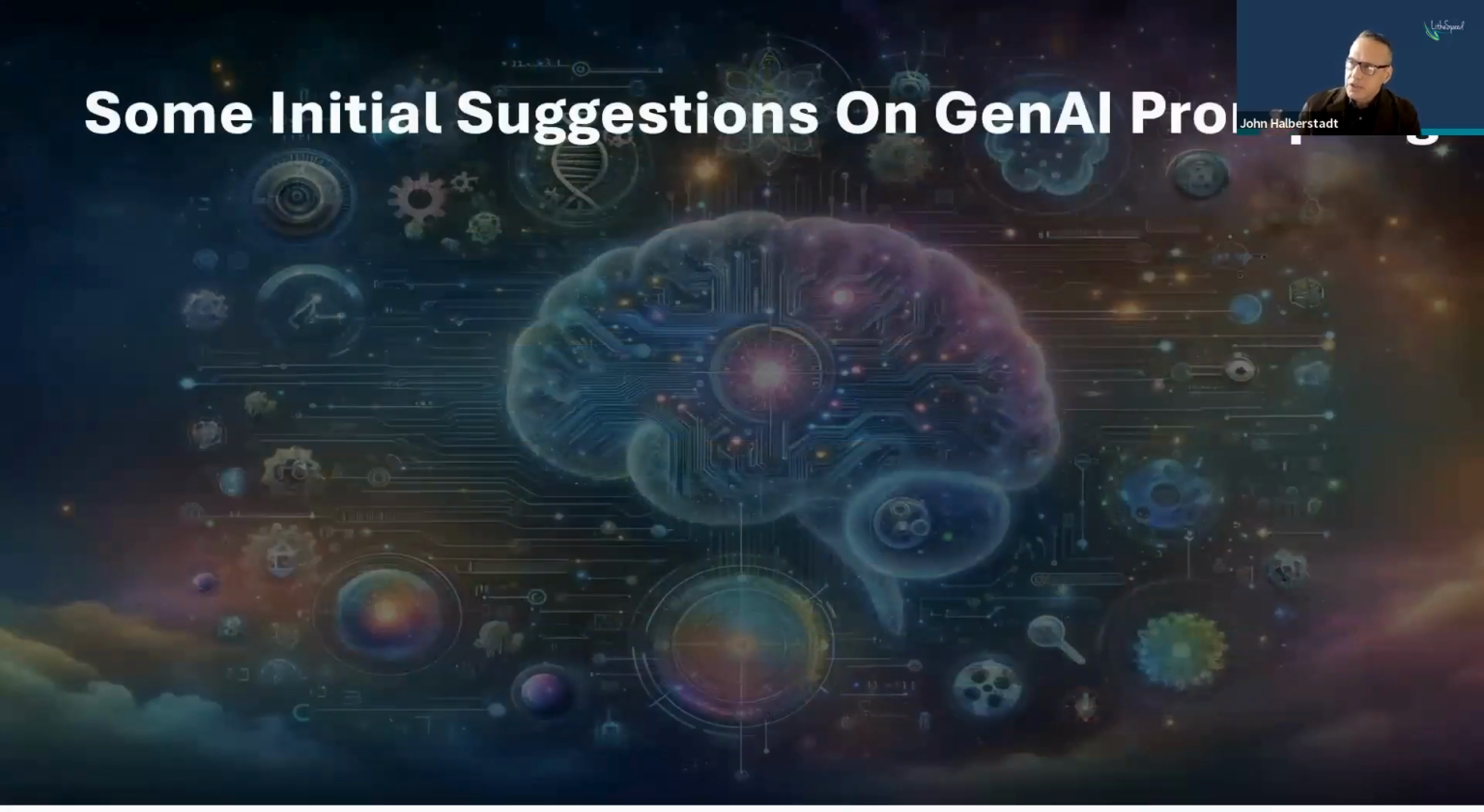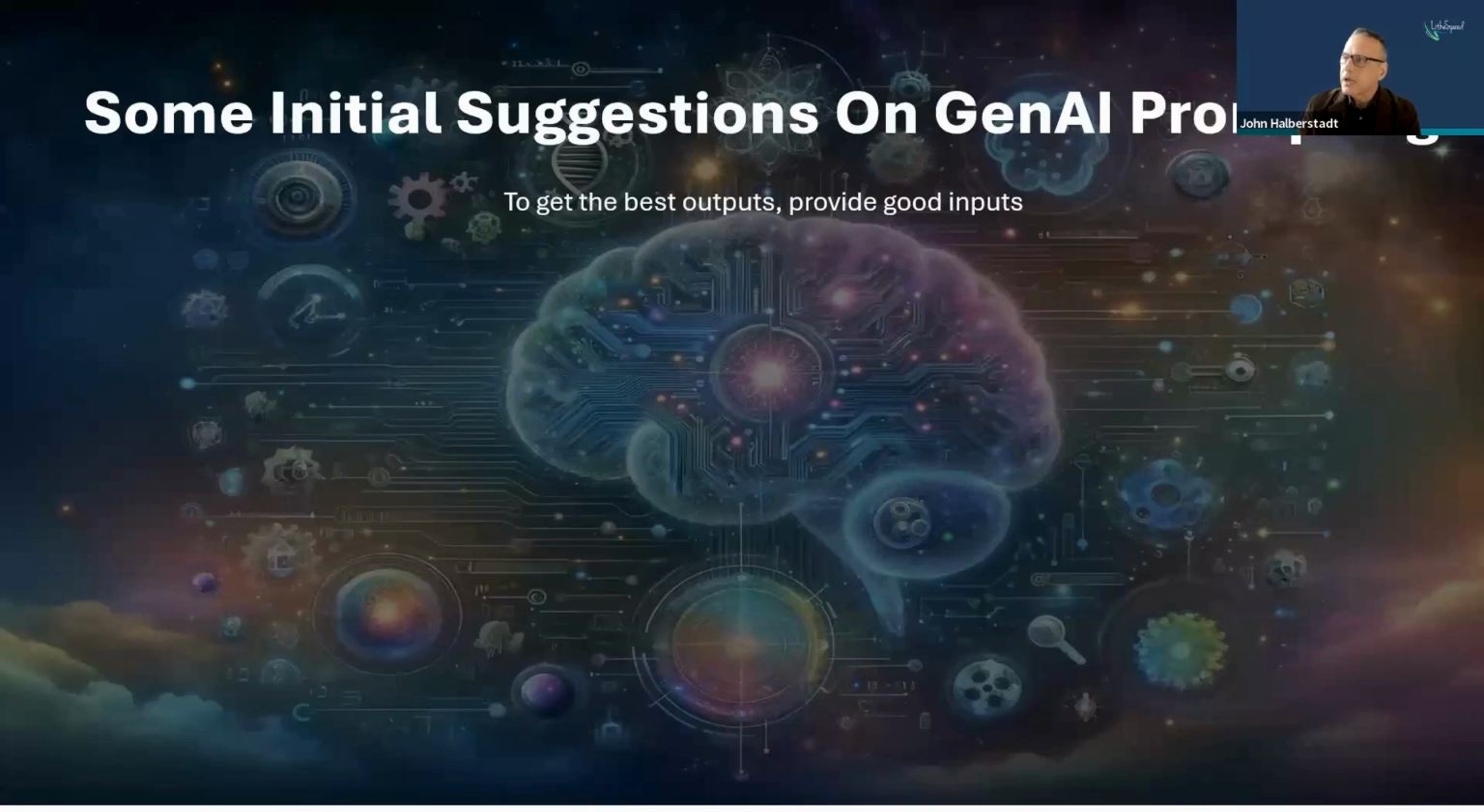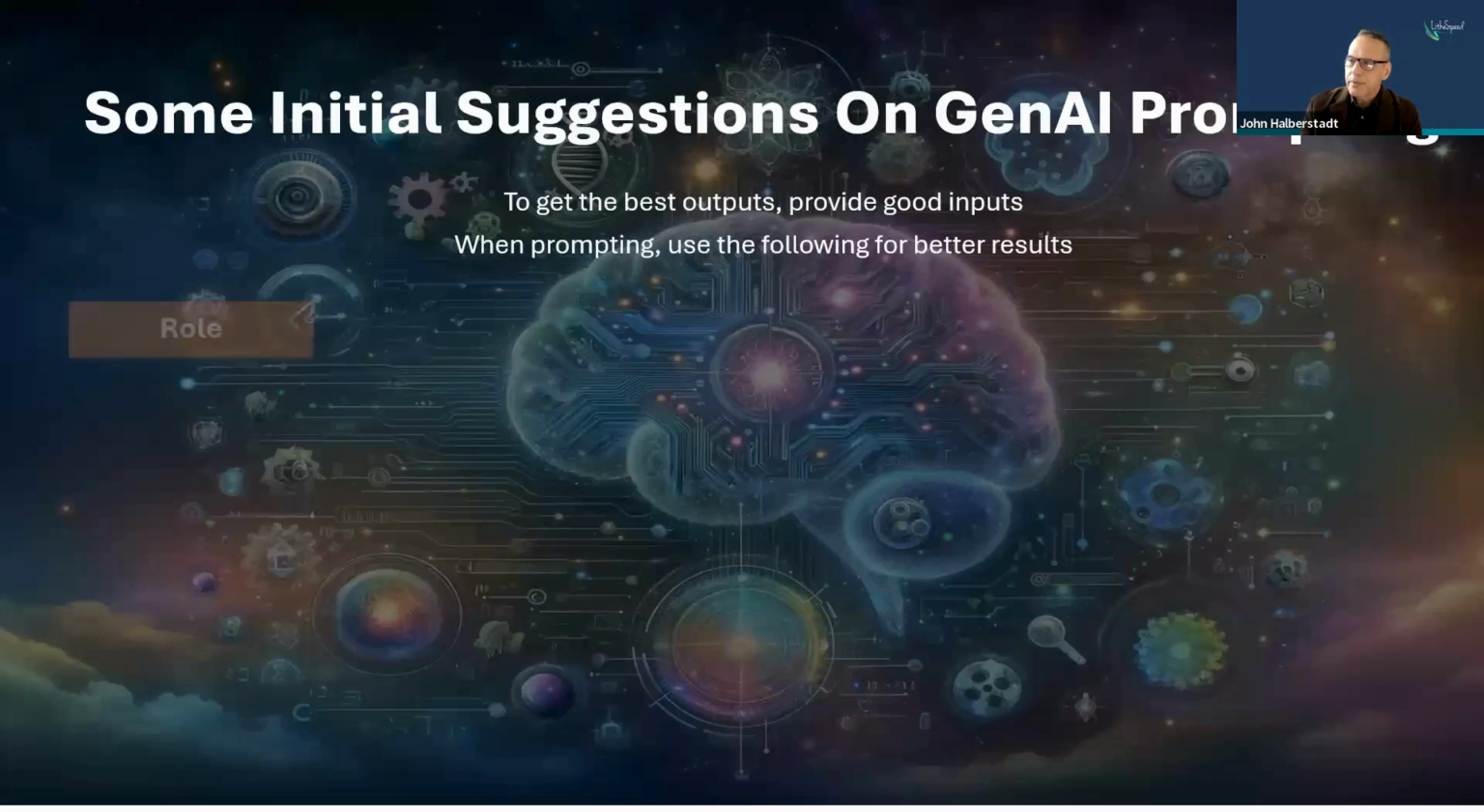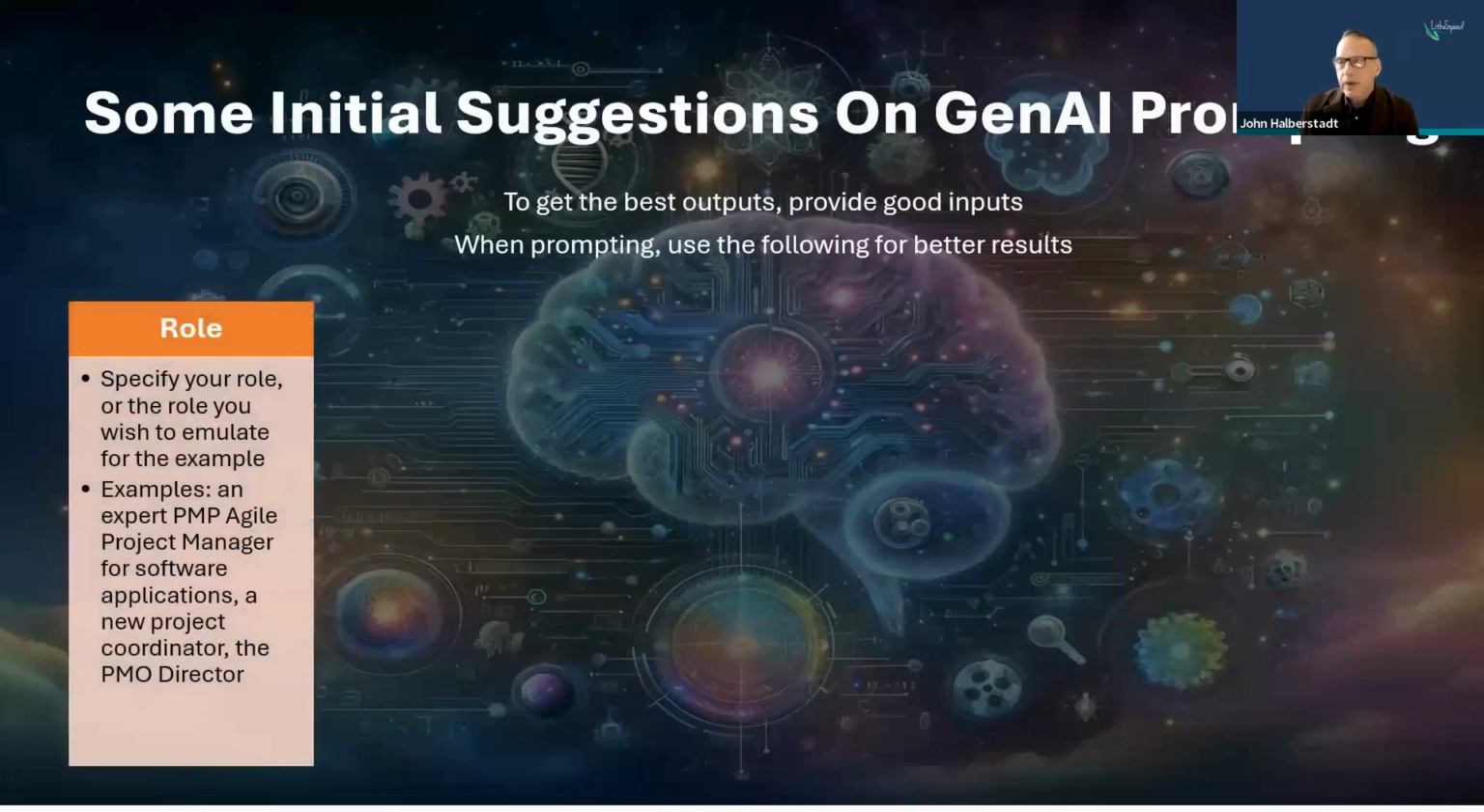So some initial suggestions, and again, you'll see these in my examples, some initial suggestions on generative AI prompting. And again, these are, at least for the moment, immutable. I think maybe those two phrases don't go together, but they do in this particular moment. To get the best outputs, provide good inputs. So the first is to think about role. What is the role you wish to emulate? So, I am an Agile and Lean educator and speaker, or I am a Scrum Master, or I am a PMO director moving towards Agile ways. And whatever that is, the more specific you are about the role in your prompt, the more specifically targeted those responses are going to be to you.